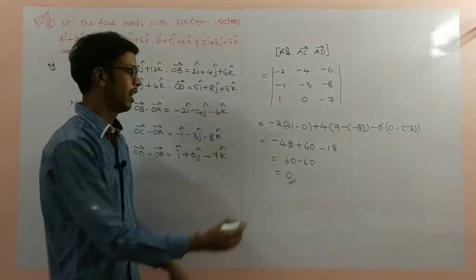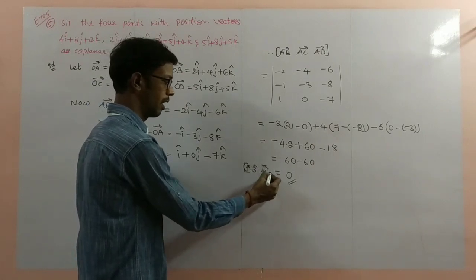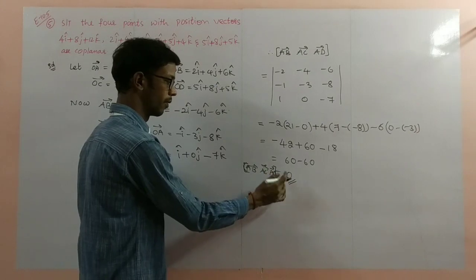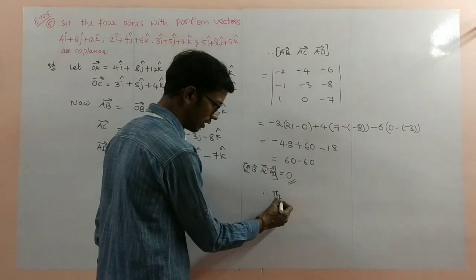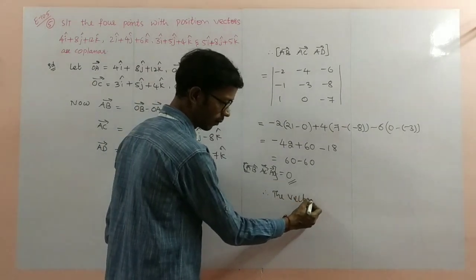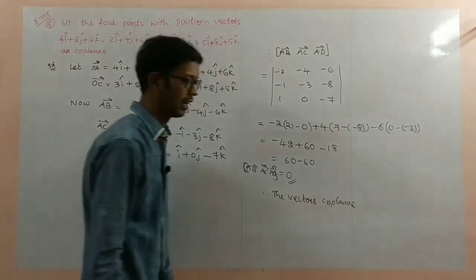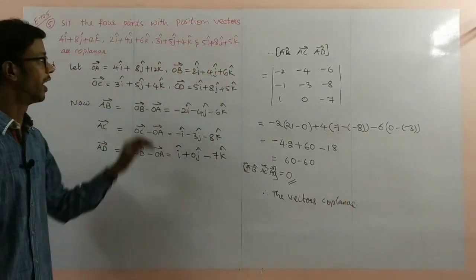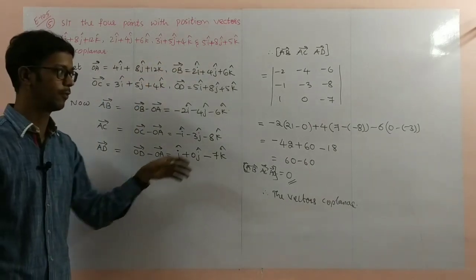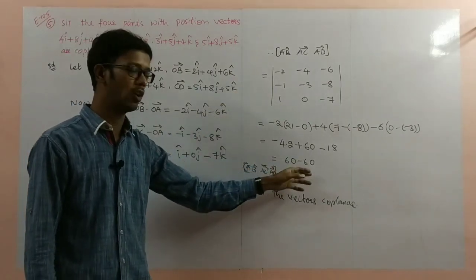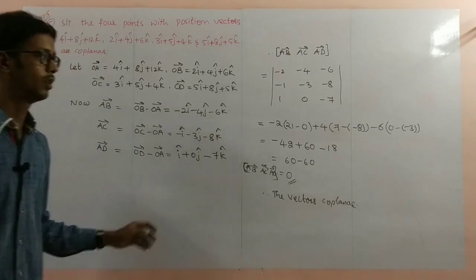The box of AB bar, AC bar, AD bar equal to 0. Therefore, the given vectors are coplanar. When they are giving 4 position vectors, make them as 3 vectors. If you are simplifying the 3 vectors, 0 you get. The 4 position vectors should be coplanar. So pause the video to note it down.